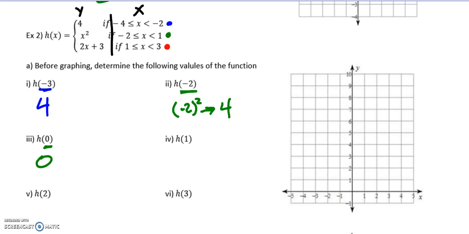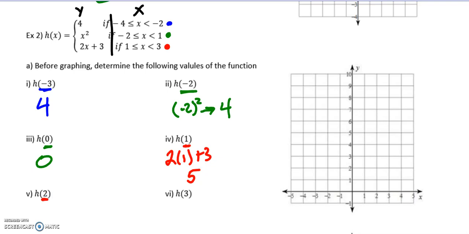H of 1 is going to be another transition point for me. So I've got it checked. I see that there is where I'm equal to 1. So I'm going to put him into the red, which is 2 times 1 plus 3, which is in fact 5. So there's my h of 1.